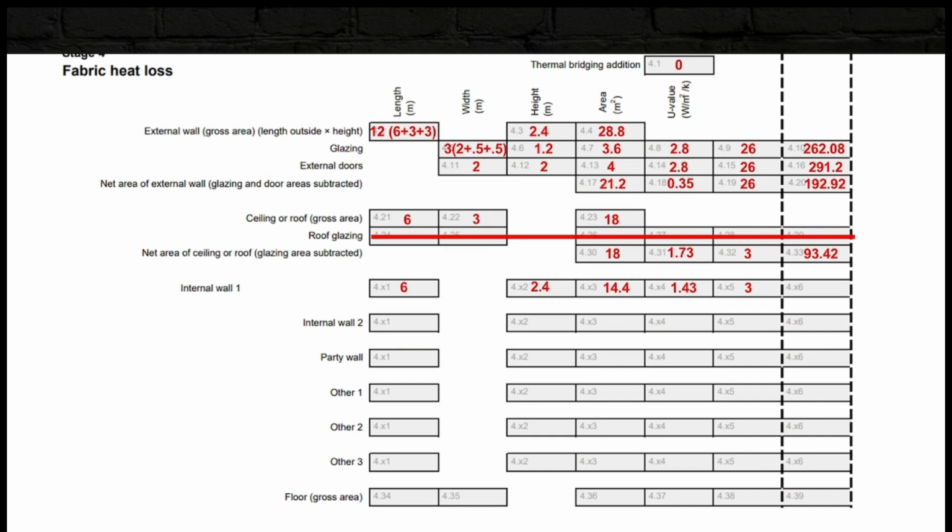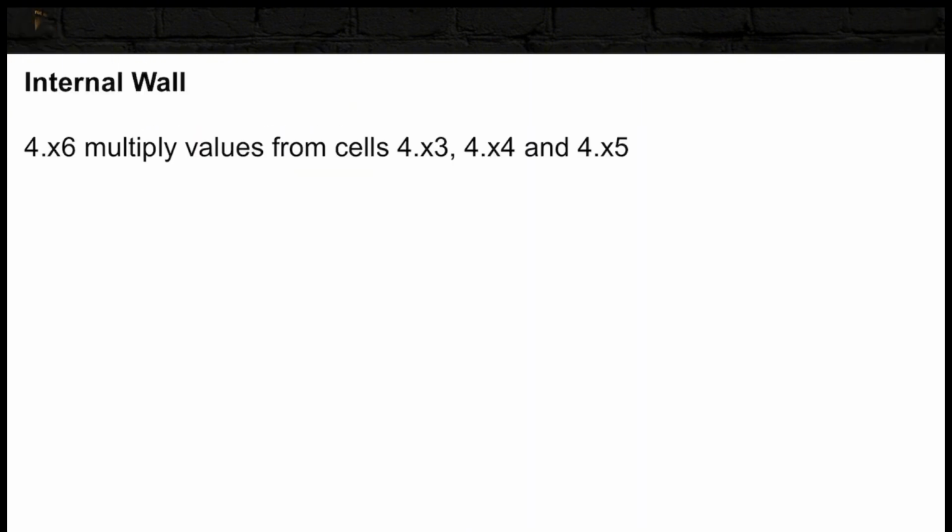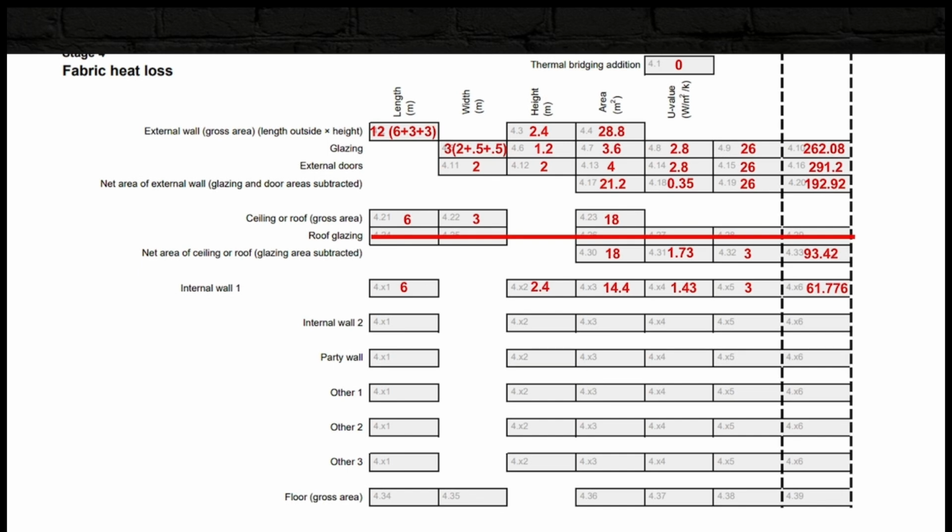Box 4x6 is our square meterage multiplied by the U value multiplied by the delta T, which gives us 61.776 watts, and again, nothing rounded up. Okay, we are soldering on.